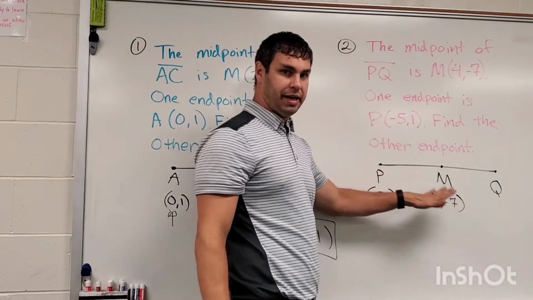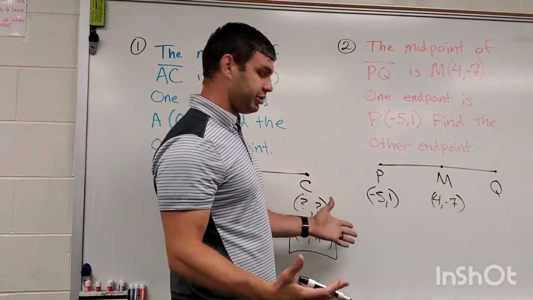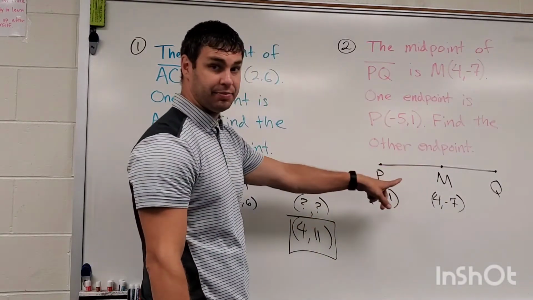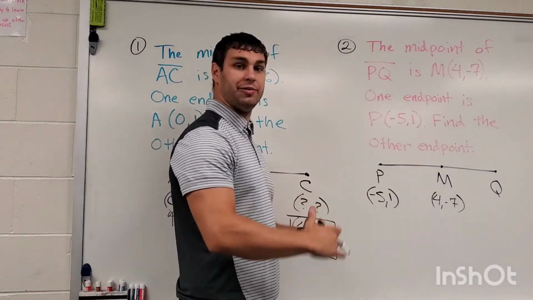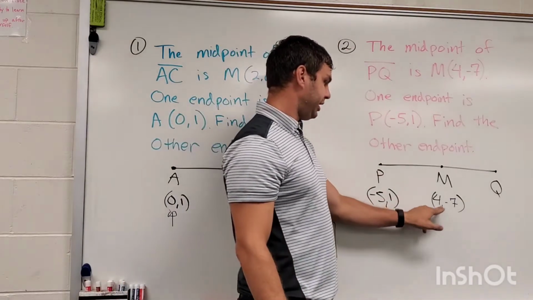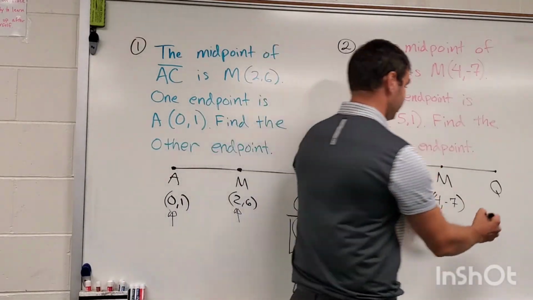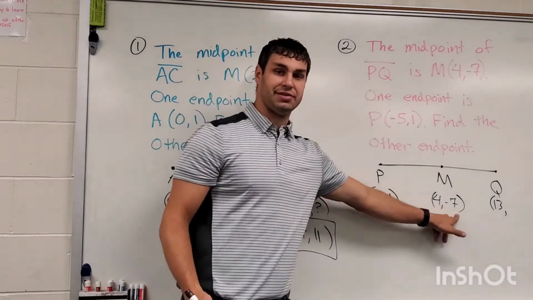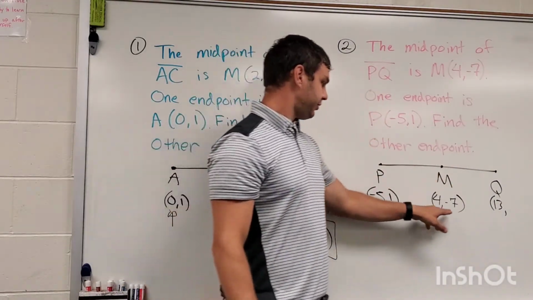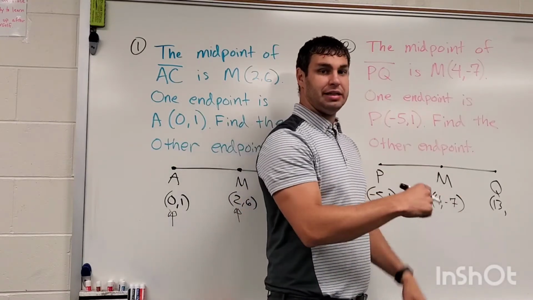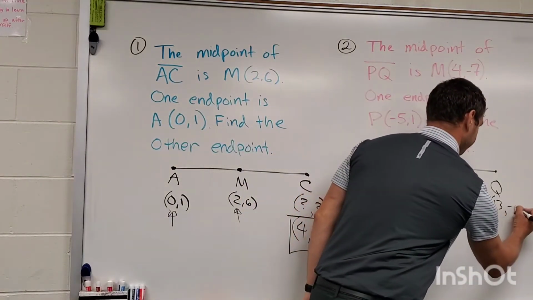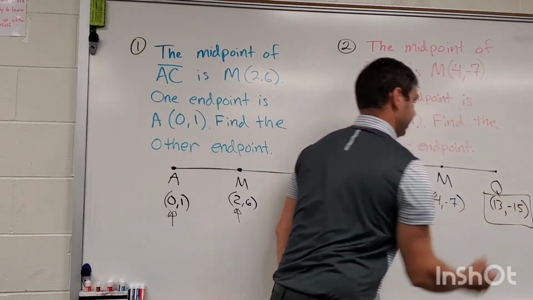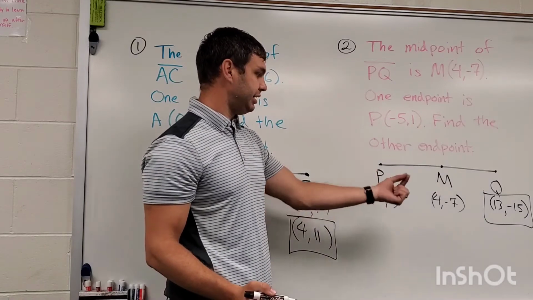All right, if you have come back or if you tried it on your own, hopefully what you did is looked at -5 and 4 for your X values of P and M, and you'll notice that from -5 to 4 we went up 9. If I go up 9 more, 4 plus 9 is 13. And for my Y values, from 1 to -7 I went down 8, and so from -7 down 8 more is -15. And so my other endpoint Q is the point (13, -15).